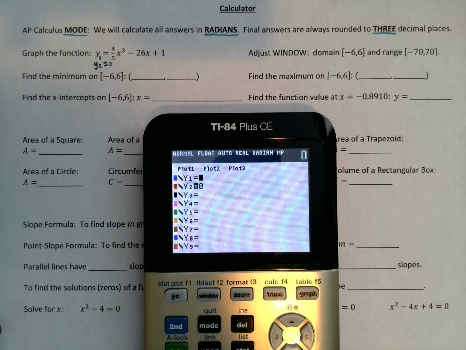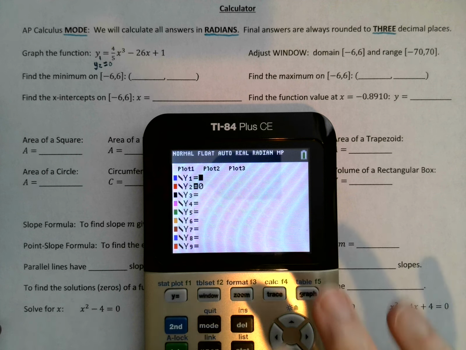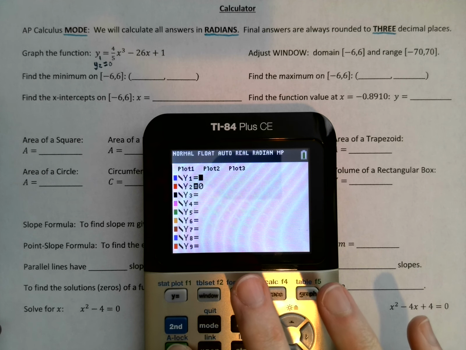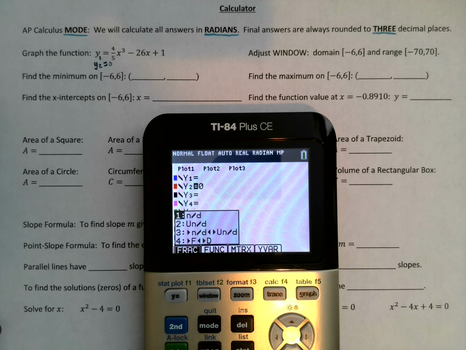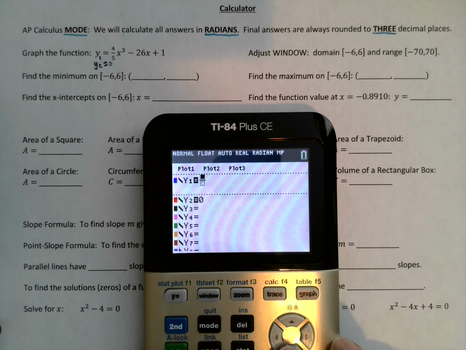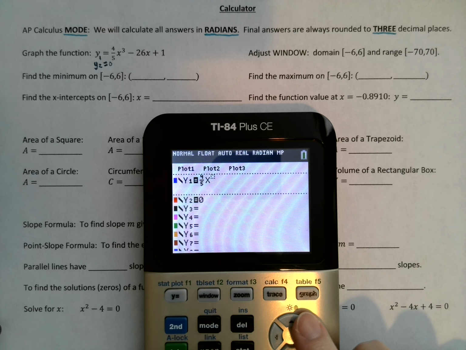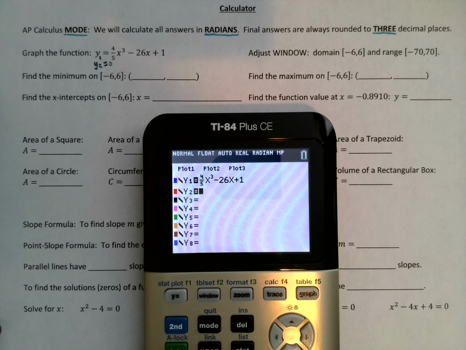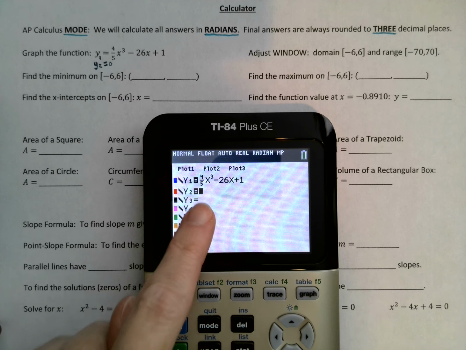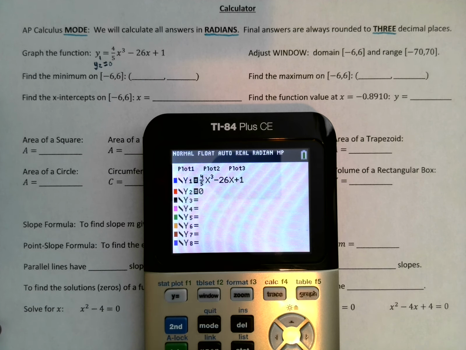So we're going to use the same function to answer all the questions here. So go to your y equals button. We're going to type in the 4/5, and to get the fraction form, you're going to hit alpha y equals and choose number 1, numerator over denominator. So we've got 4/5 x to the power of 3 minus 26x plus 1. And you'll notice that in my y2 I have a 0 typed in, and that's going to help us do an intersection or a solution later on. So go ahead and do the same thing.